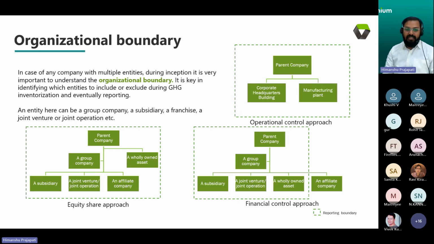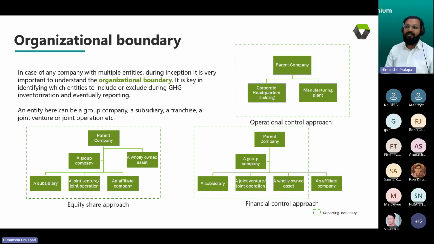Now, talking about the equity share approach, it is very straightforward. When I say straightforward, this is all relevant from the perspective of the parent company, or the company which is reporting their emissions. So in case there is a parent company which wants to report their emissions and they have a group company or a subsidiary or a joint venture that is part of their company, whatever equity share they have in those entities, the parent company would report the emissions accordingly. So in case they have a joint venture where they have, let's say, 40% equity, when they are reporting their entire emission at the parent level, they'll only report 40% of the emissions that is reported by the joint venture, right?